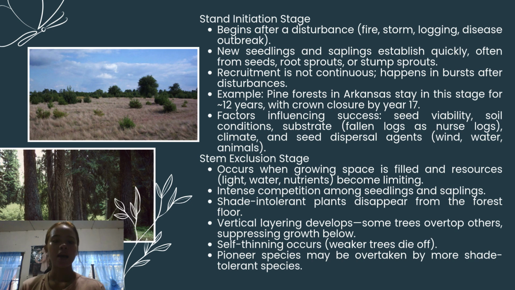The stem exclusion stage follows once space is filled and resources become limited. Intense competition causes shade-intolerant plants to disappear, while vertical layering develops as taller trees suppress those below. Self-thinning occurs, and pioneer species are often replaced by shade-tolerant species, marking the shift toward a more structured forest.